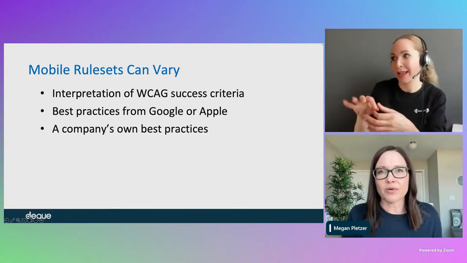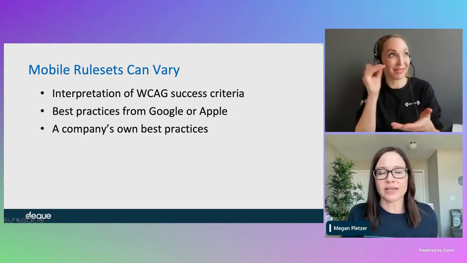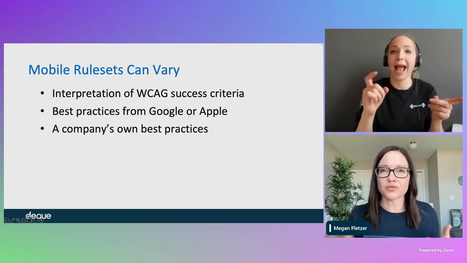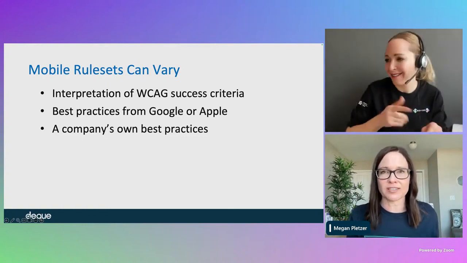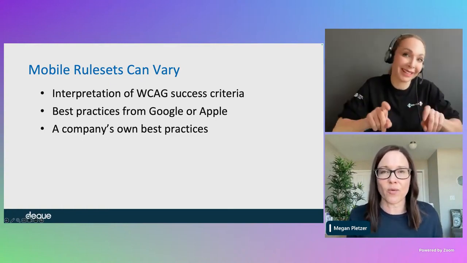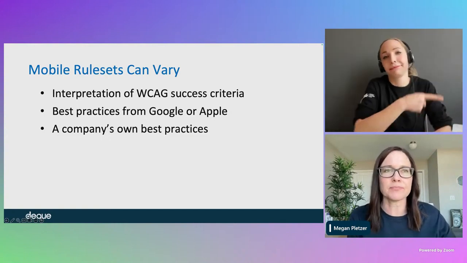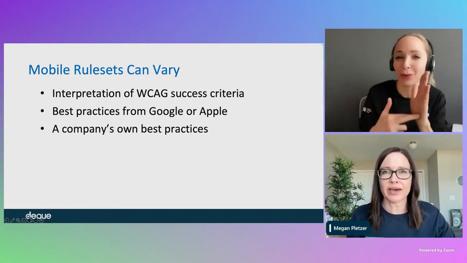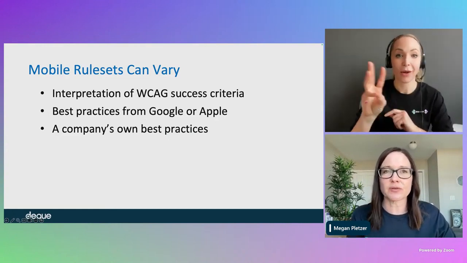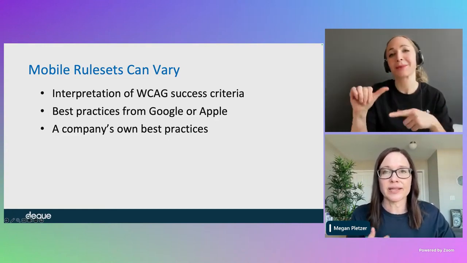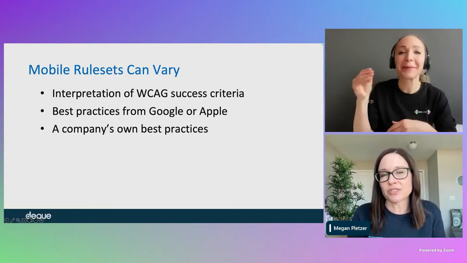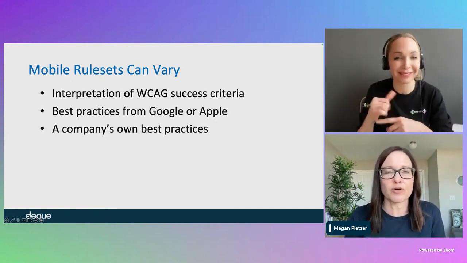And because of that, when you're looking at different testing tools like DevTools Mobile, that rule set can really vary. So the different tools in the mobile area are testing different things, sometimes quite wildly different, because that rule set is made up of three things. There's the interpretation of WCAG. There's best practices from Google or Apple that might be included, and sometimes a company might even include their own best practices. We actually use all three of these here at DQ for our mobile rule set.